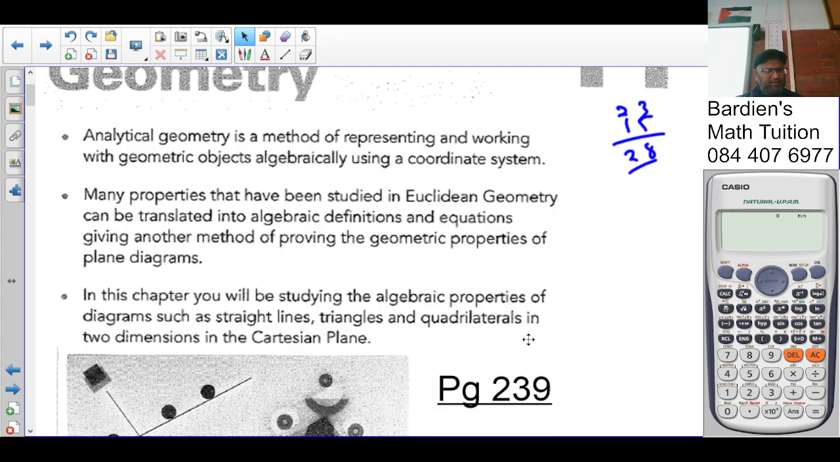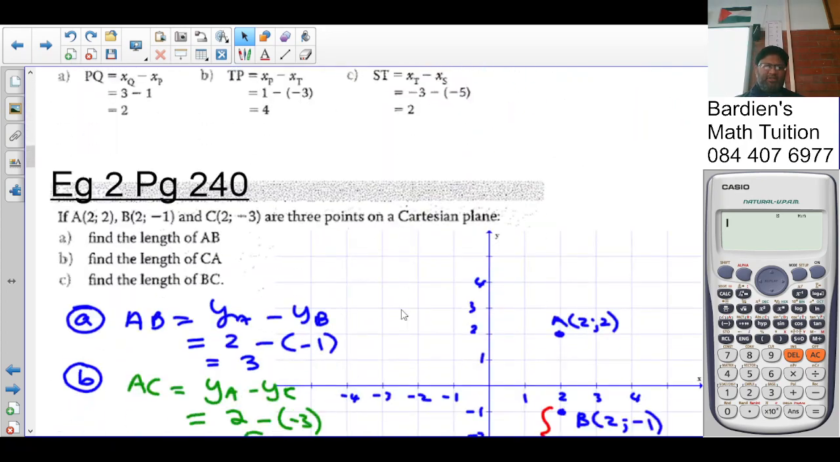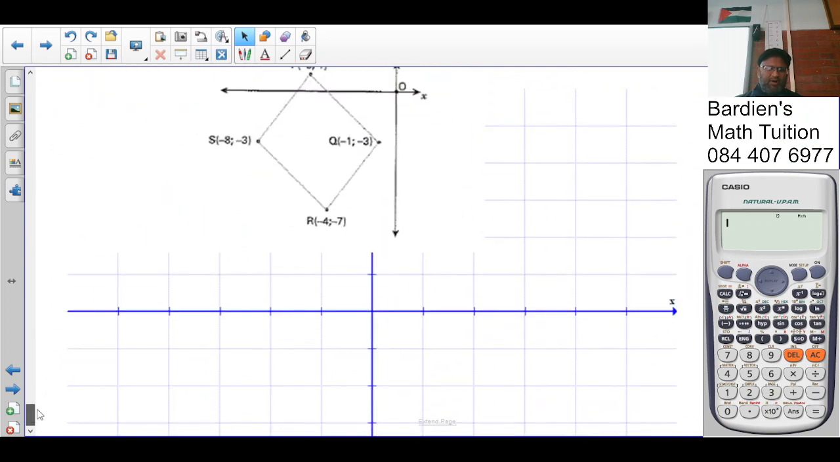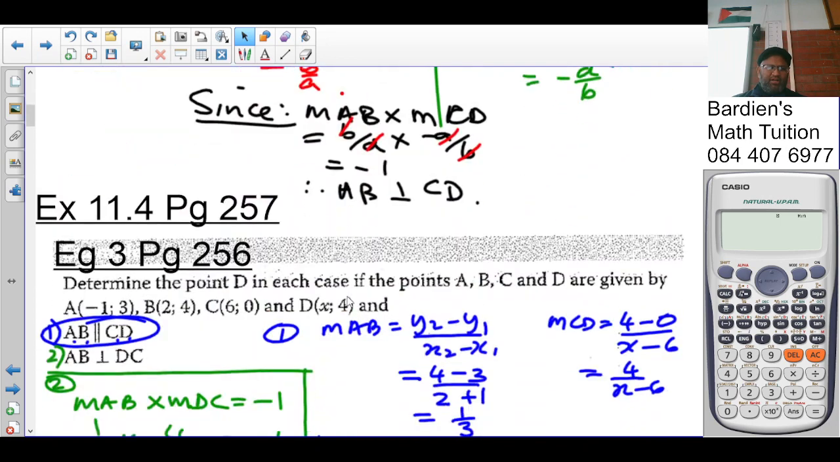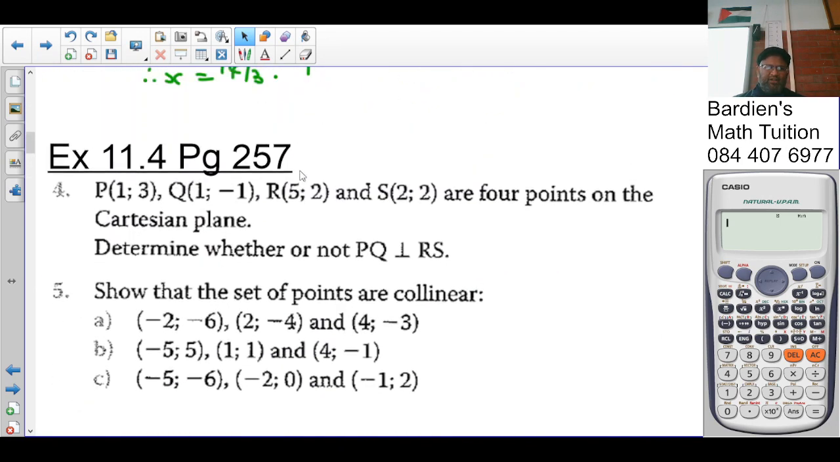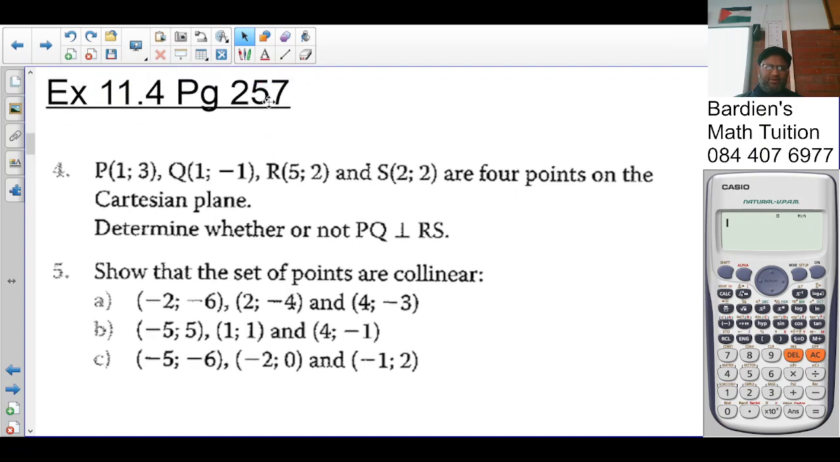Right, so at this point you're busy with analytical geometry. You have written another class test on trigonometry, which we will mark in our next lesson. You had homework on exercise 11.4, and then you had to do the revision exercise as well. Not so? Yes or no?